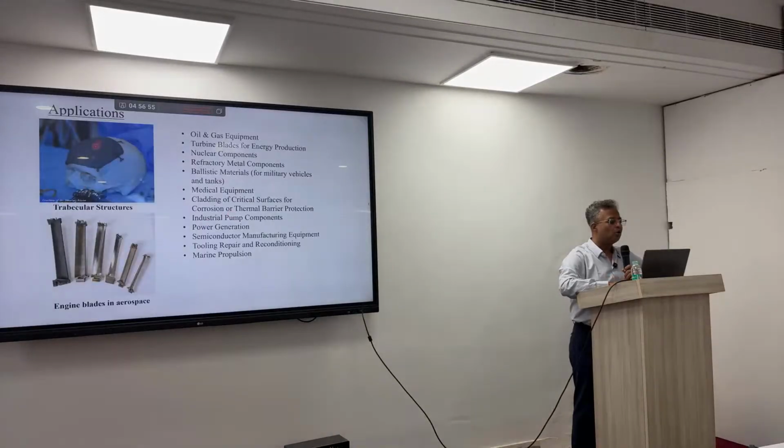Here we can see some components which have been made by electron beam manufacturing, and it has applications in a variety of areas. Medical components are different; we can make reflective metal components and corrosion resistant components, creating wear resistance.